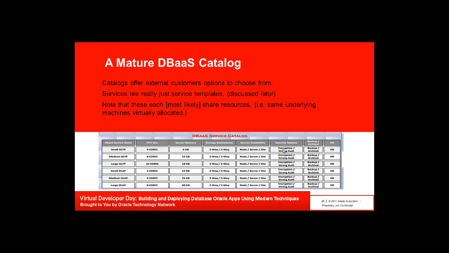A mature database as a service catalog will offer the external and internal customers many options to choose from. Services are really just service templates. Note that these are most likely shared resources, so the user needs to be aware of that when they're requesting a product. In the catalog below, you can see that there's a small, medium, and large OLTP, along with a small, medium, and large OLAP environment. The CPU use is set there, server memory, storage redundancy, service availability, security options, which is extremely important to many people in a private or a public cloud environment, backup and archival, and if there's DR.